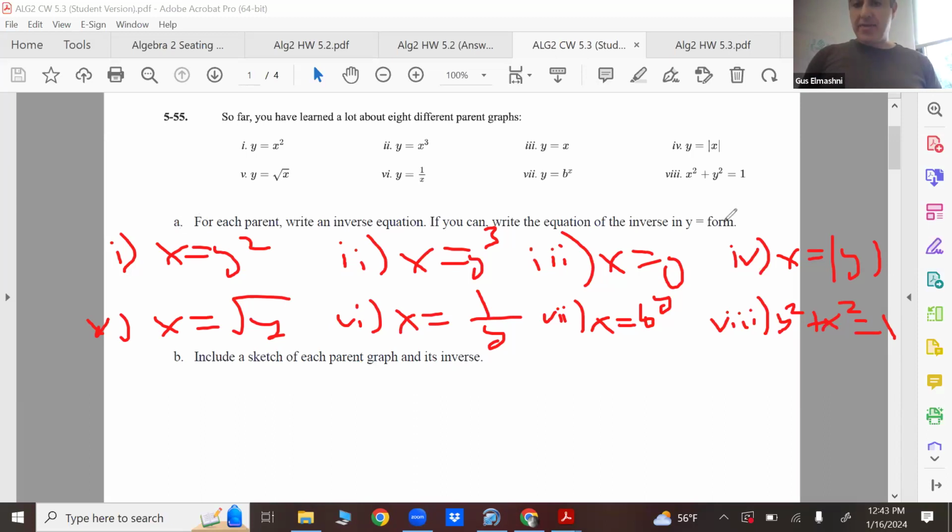Now, can we get y by itself? Can you get y by itself for 1? Let's look at that one. How would you get y by itself here? What would you do? Square root it. However, we got to put plus or minus as well. Don't forget about the plus or minus.